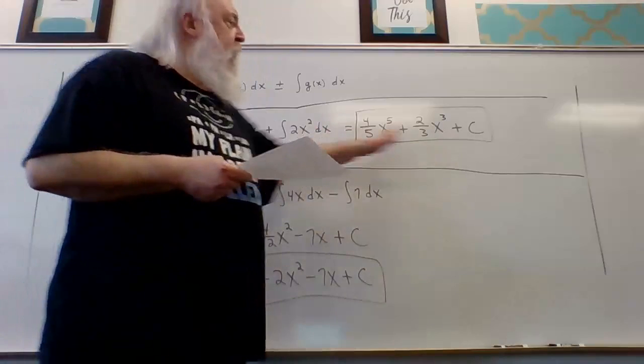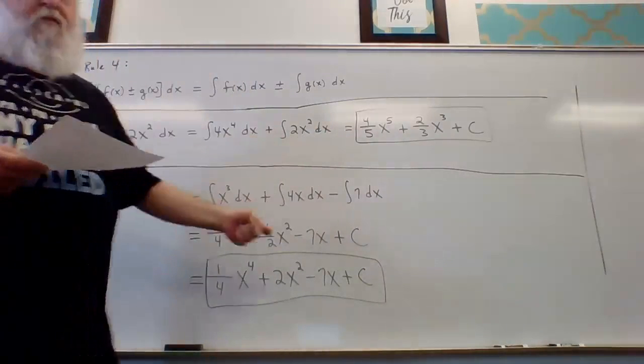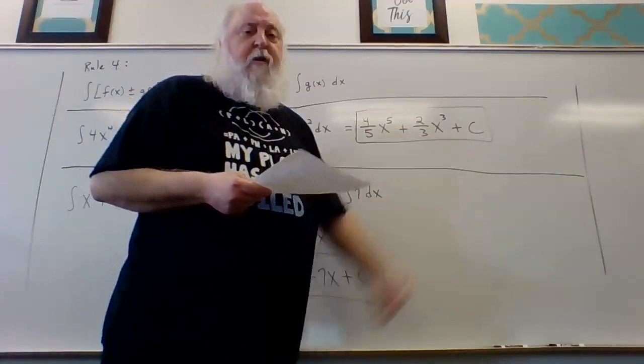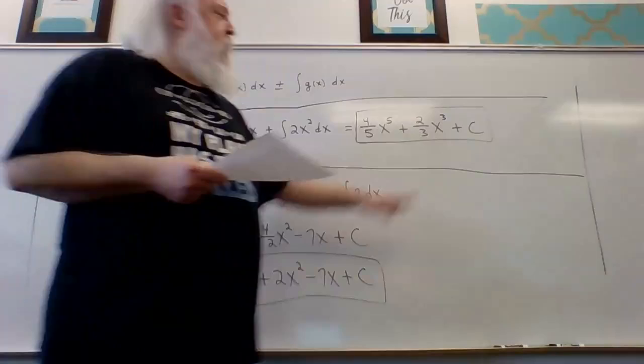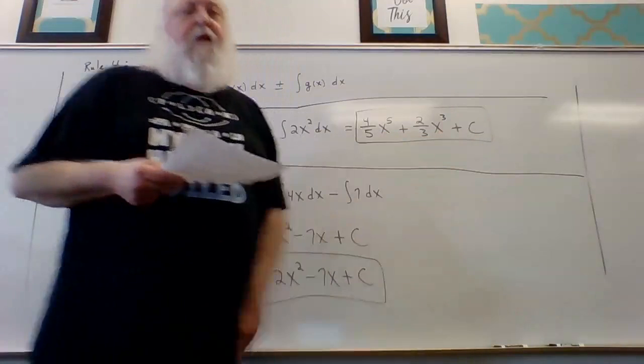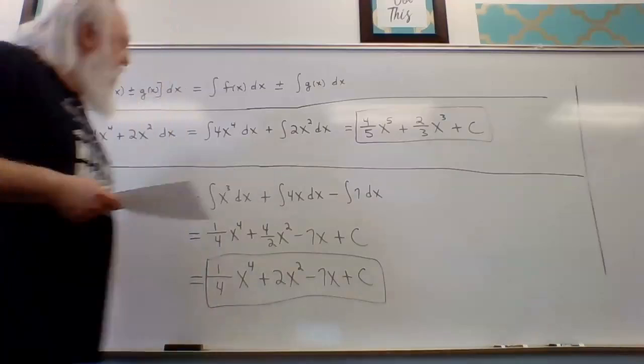And then after we find the antiderivative of each of these terms, we add the arbitrary constant c at the end. We don't add the constant c until we're all done anti-differentiating.